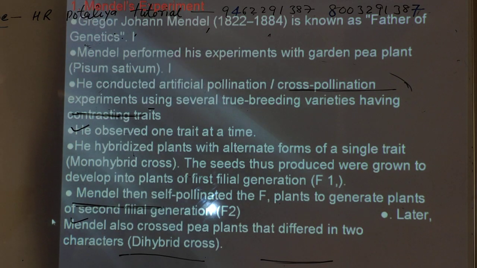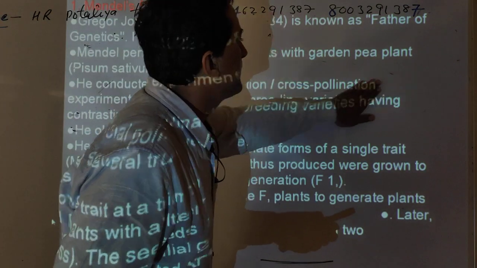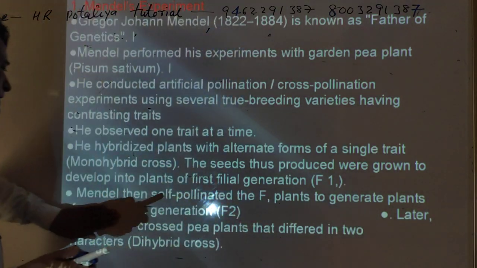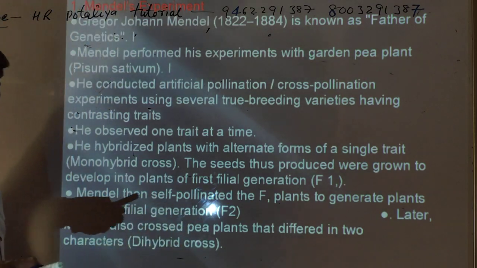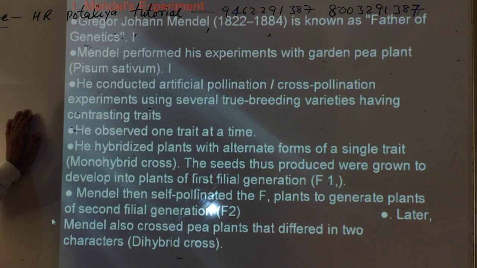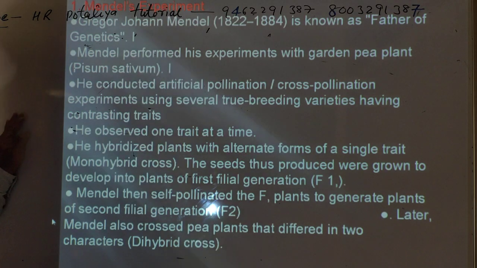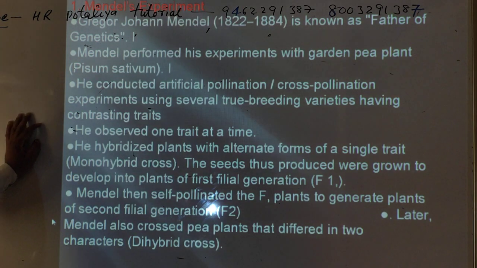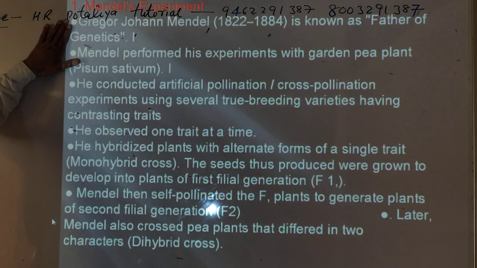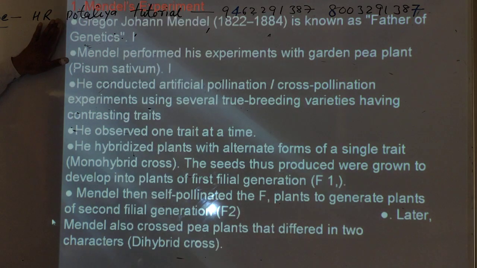The father of genetics, I have already discussed with you, is Gregor Johann Mendel, G. J. Mendel. Mendel was born on 22 July 1822 in Austria. That is Gregor Johann Mendel, the father of genetics.